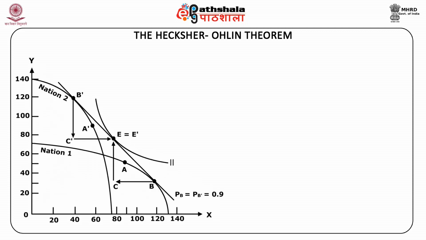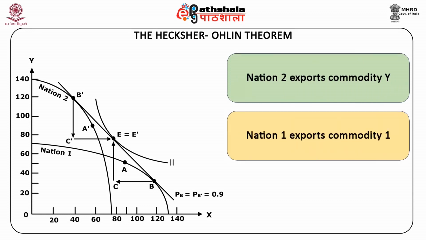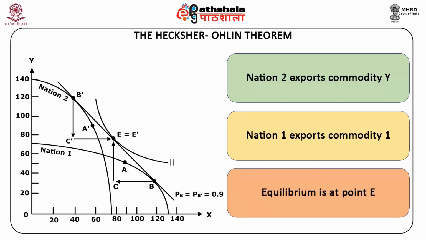In the given diagram, nation 2 will specialize in the production of commodity Y and will reach point B dash. Similarly, nation 1 will specialize in the production of commodity X and will reach point B, where the PPF of the two nations are tangent to their relative price line, that is, the rate at which they exchange with each other. Nation 2 will export commodity Y and nation 1 will export commodity X. And in this process, they both will reach equilibrium point E on IC.